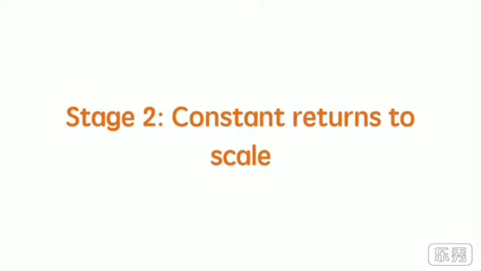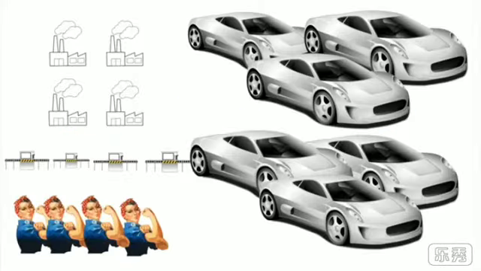Next, we'll look at constant returns to scale. From our previous point, we have doubled the production inputs, which means there has been an increase of 100%. Production output has also increased by 100%. Since there is an equivalent percentage increase in production inputs and output, constant returns to scale have been achieved.